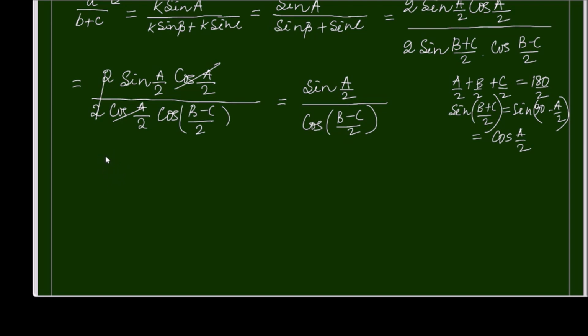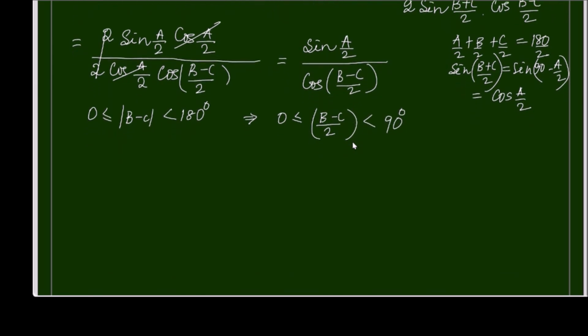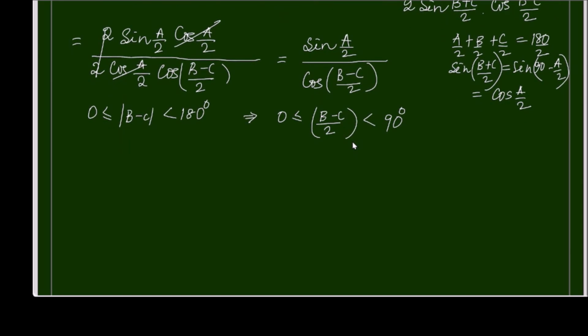So in any triangle, B minus C, the difference of any two angles, is always either equal to 0 if they are equal, or it is less than 180 degrees, because the sum of angles of a triangle is 180 degrees. So 0 is less than or equal to (B minus C) by 2, which is less than 90 degrees. I repeat, I am going to prove that the denominator is less than 1 so that the whole will be greater than sine A by 2.